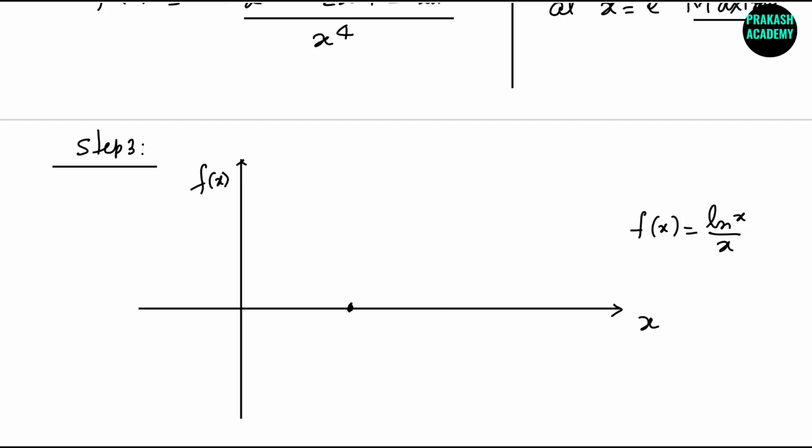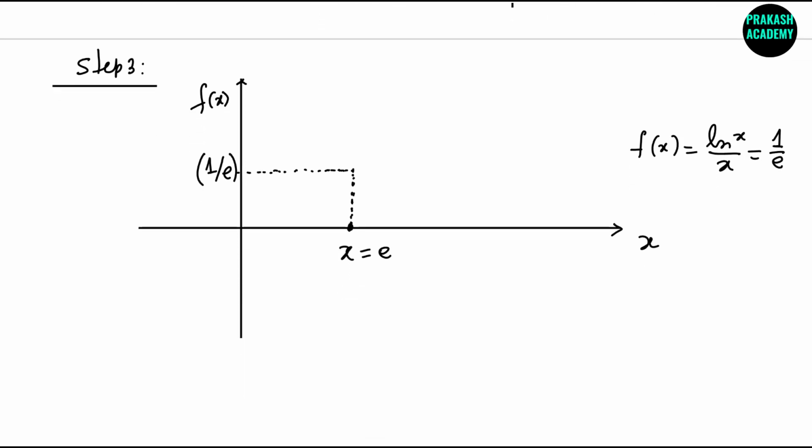So at x equals e, we have a maxima. And what will be the value of the maxima? So ln e, that is 1, divided by e. So at x equals e, so this point is x equals e, and the maximum value we will have is 1 by e.